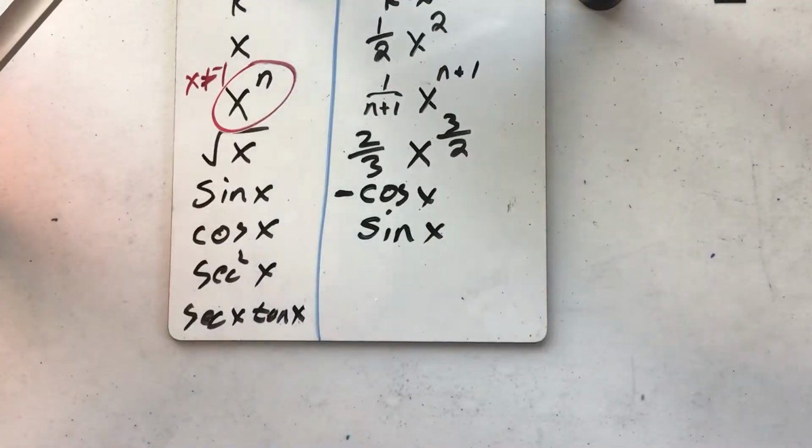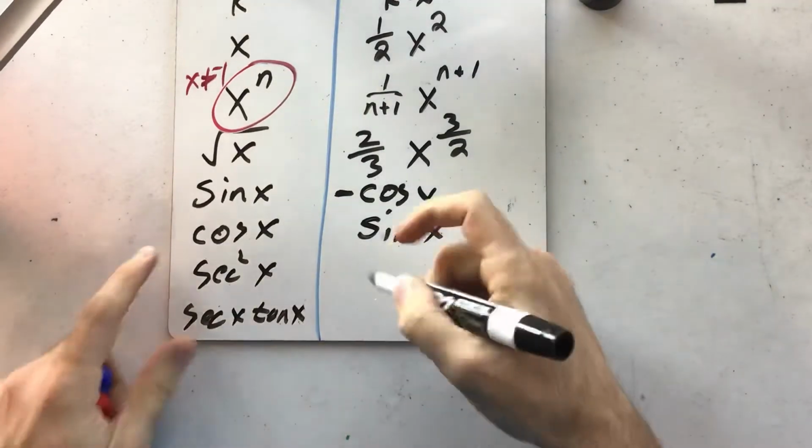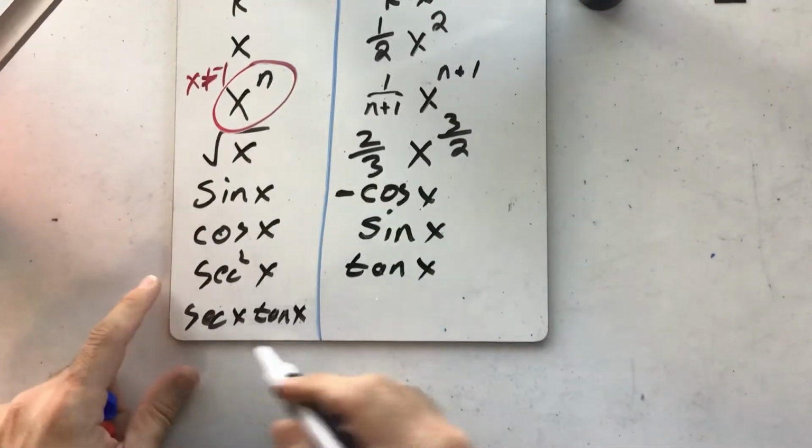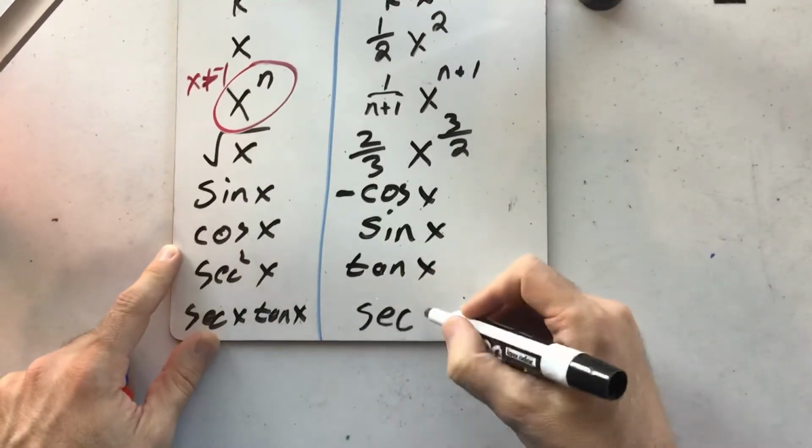Secant squared of x. We know that the derivative of tangent is secant squared, and that's just one you have to know what the derivative is. And secant x tangent x, we know is secant x.